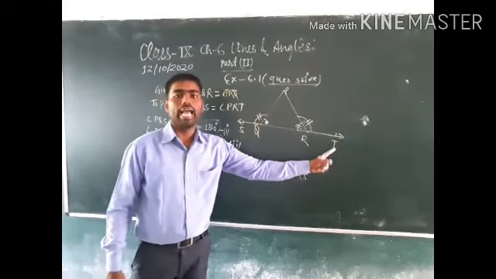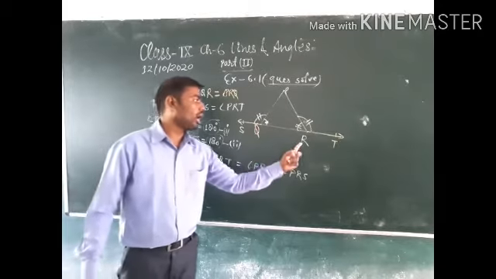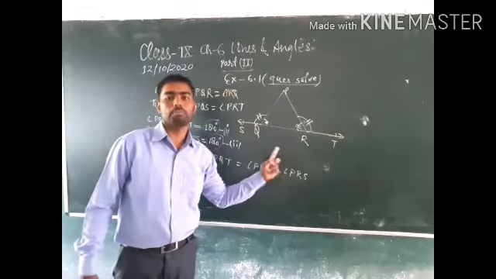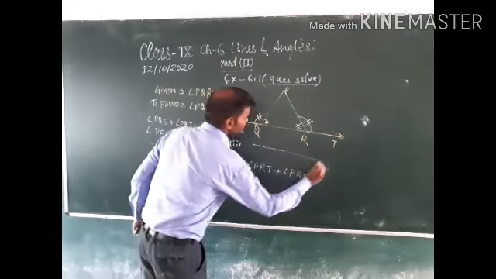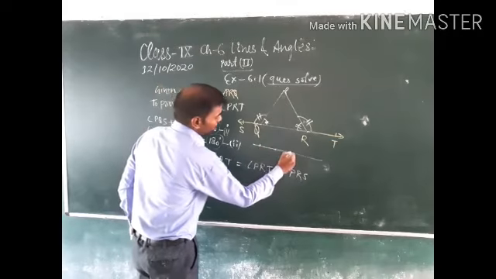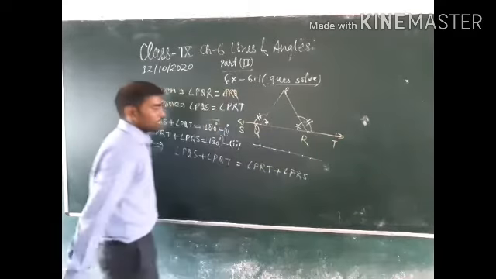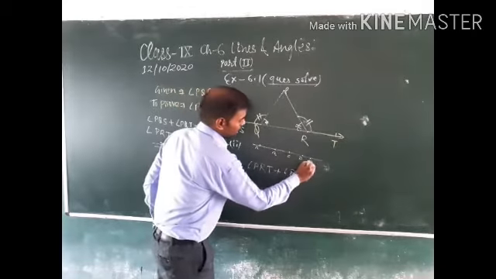PQT can be written as PQR. Thus Q, R, T are collinear points. What is collinear? If three or more points lie in a line, say this is A, this is B, this is C, this is D, this is E.